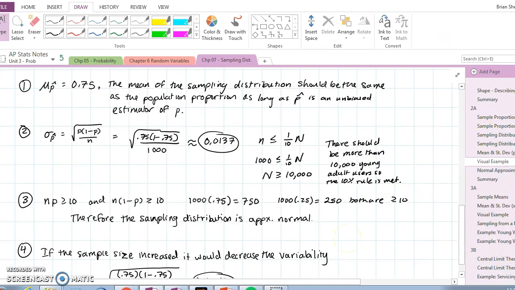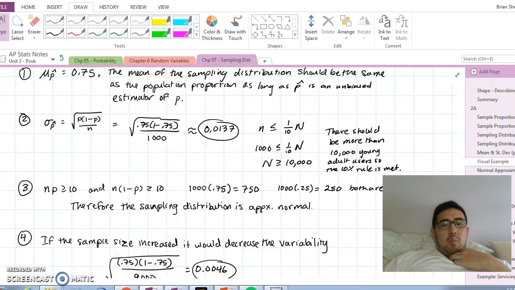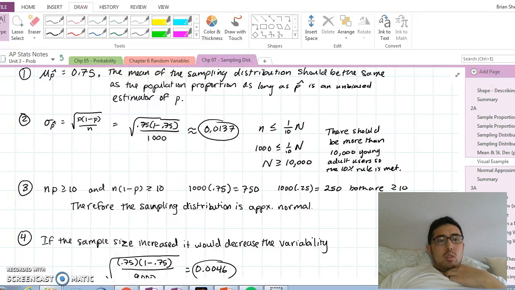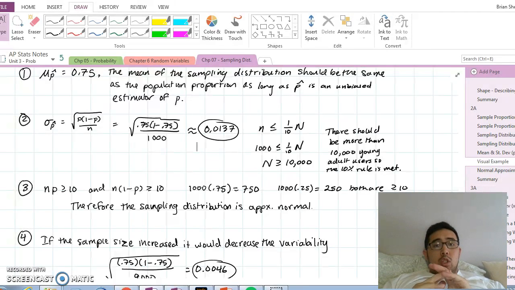Okay, so here are my answers. For number 1, I got the mean of the sampling distribution should be the same as the population proportion, as long as p hat is an unbiased estimator. So it should just be 0.75, because that's what they give us for p.